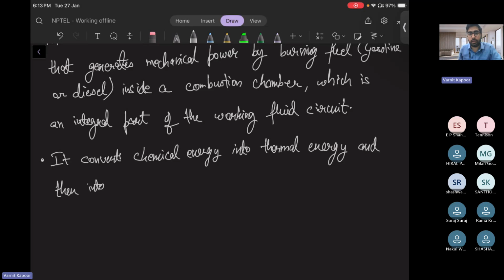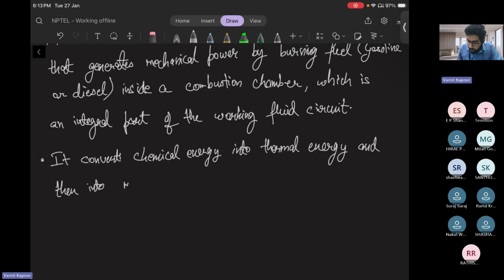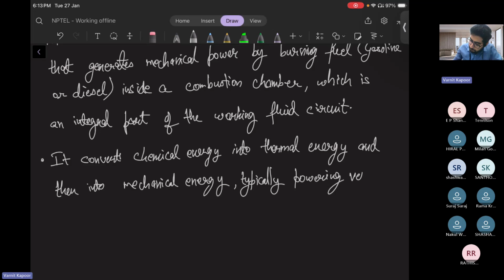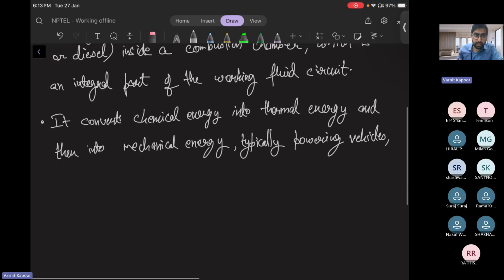into mechanical energy. Okay. Then into mechanical energy, which is typically used for driving, powering the vehicles, or generators, or you can say industrial machinery. Okay.